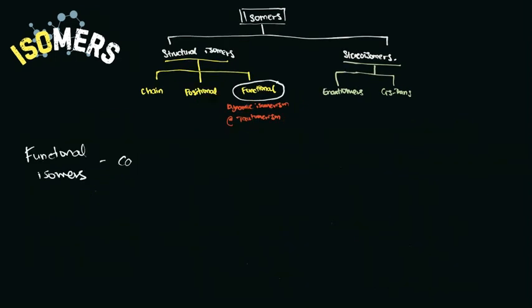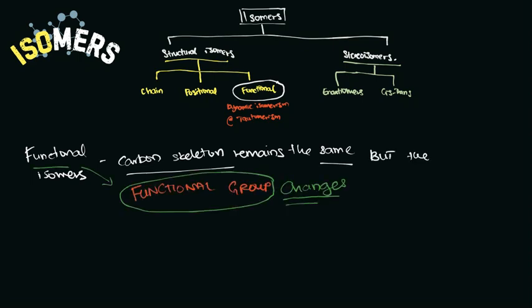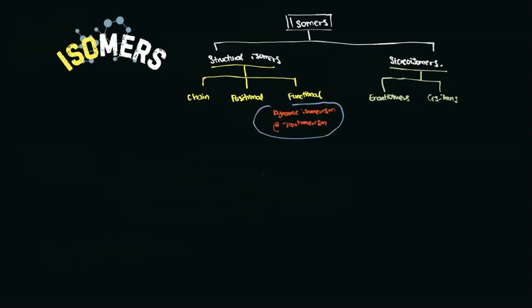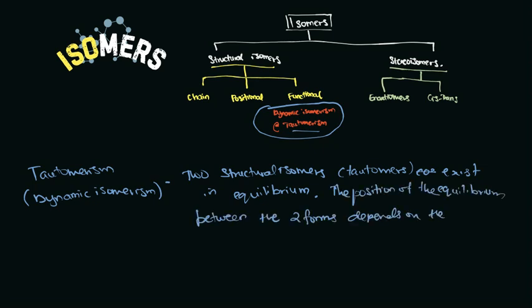Next, now that we got the hang of it, functional isomers: the carbon skeleton remains the same, but the functional group changes. Example of this is alcohol and ether. Next, a special form of structural isomers, tautomerism or dynamic isomerism, wherein two structural isomers or tautomers can coexist in equilibrium. The position of the equilibrium depends highly on the condition where the molecules are surrounded.